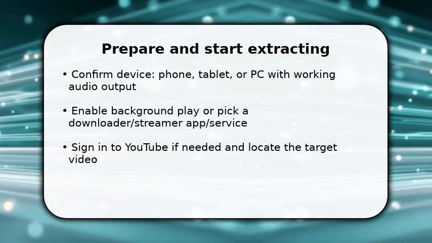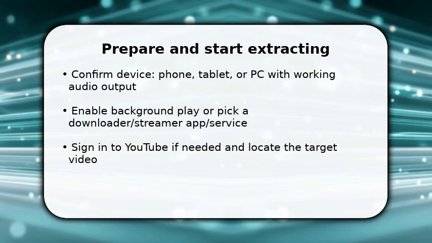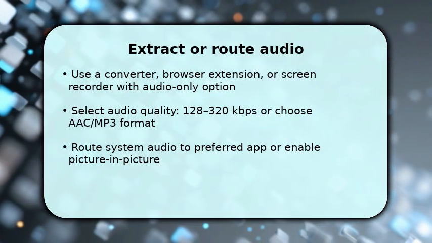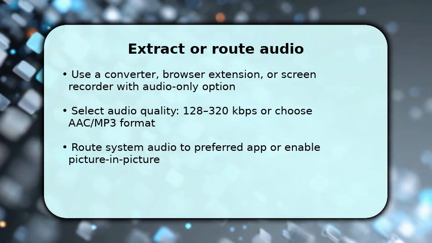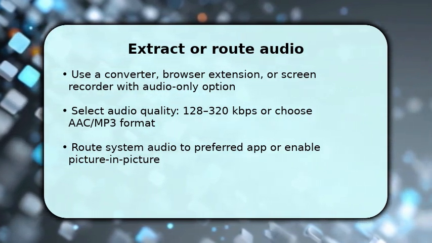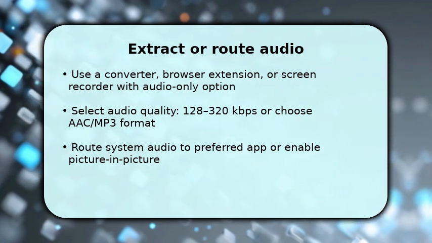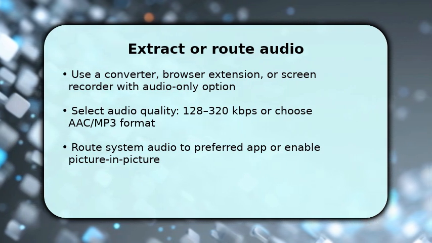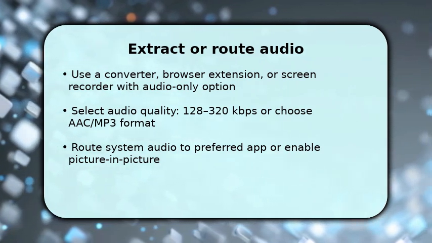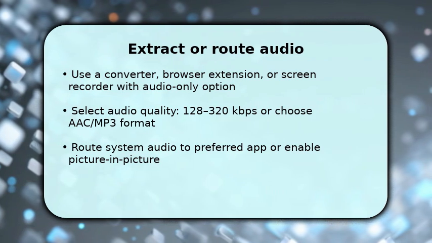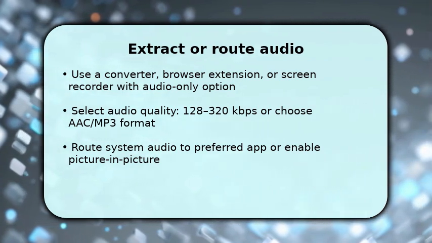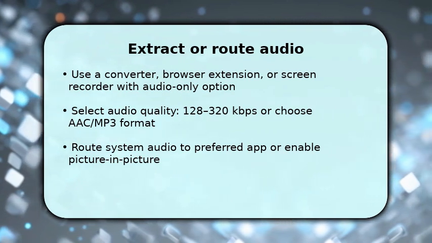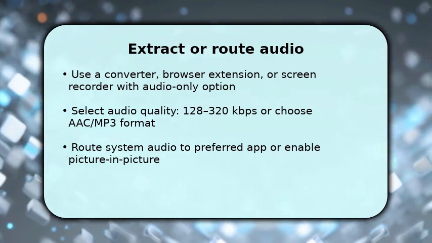Next, you extract or route the audio. If you chose extraction, start the converter and pick MP3 or AAC at 128/320 kbps for balance of size and clarity. Then run the conversion and monitor progress. If you prefer streaming only, enable background play or picture-in-picture and route system audio to your music app or Bluetooth speaker. Make sure to close other noisy apps and set playback controls so you can skip ads or chapters without returning to full video view.